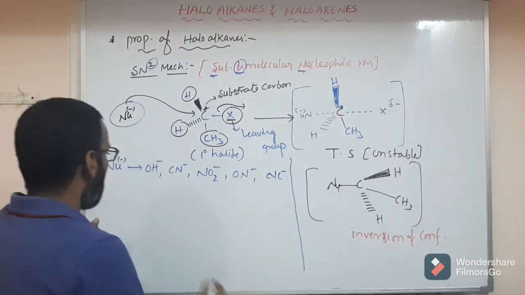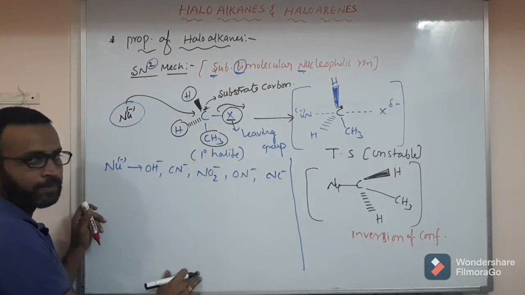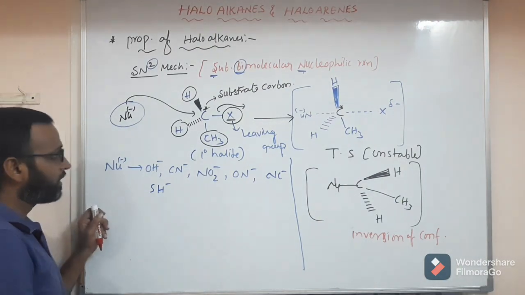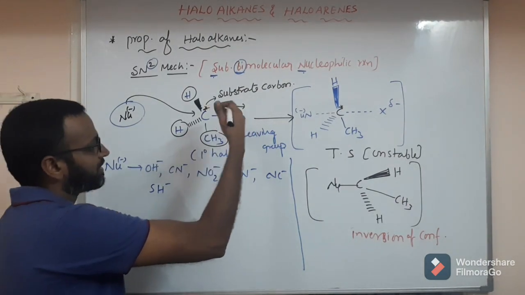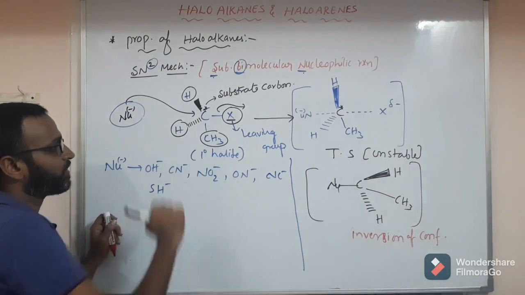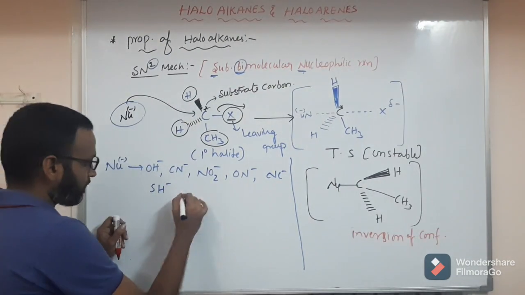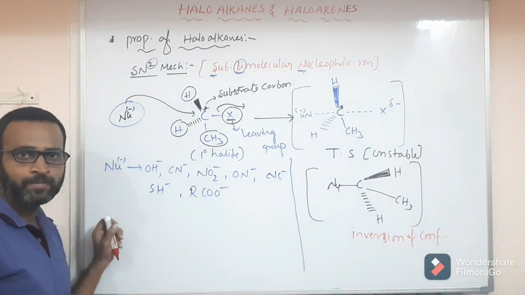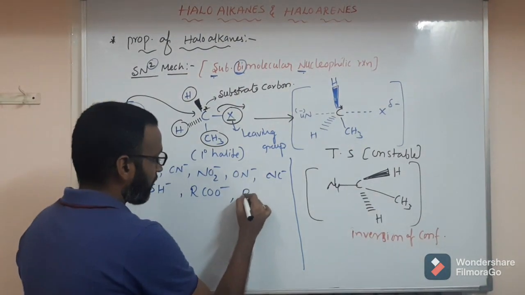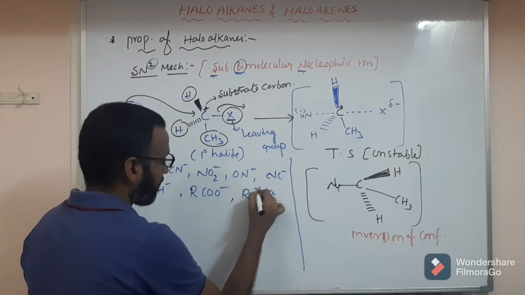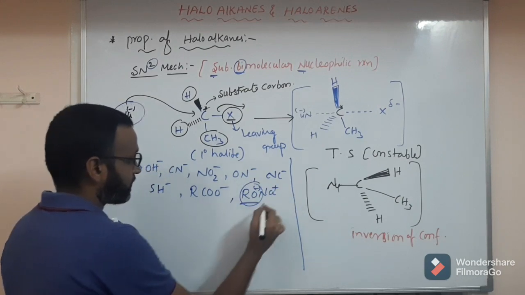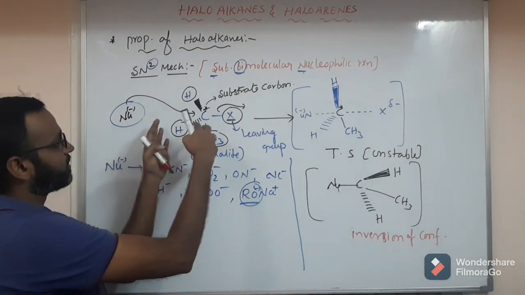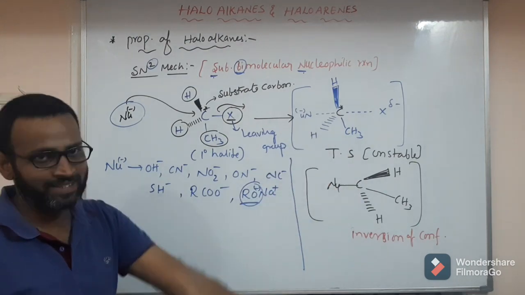Hope you understood. These nucleophiles will attack, like SH minus. These all are the nucleophiles which will replace X from this substrate carbon. Like so many others, like RCO minus. Even RONa means RO minus Na plus, RO minus alkoxide. These all are nucleophiles which can replace this X by this mechanism.